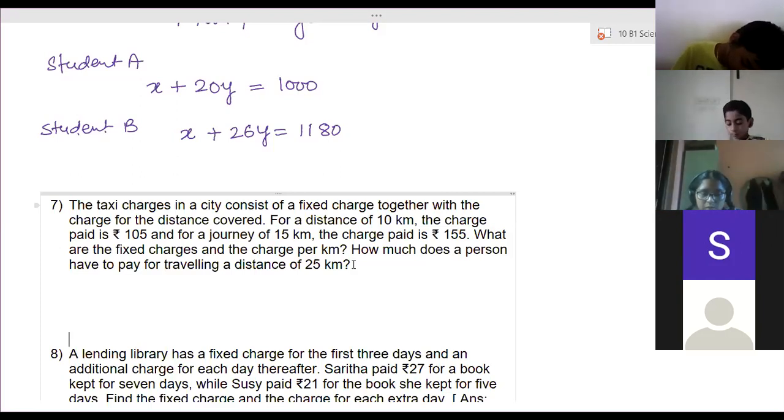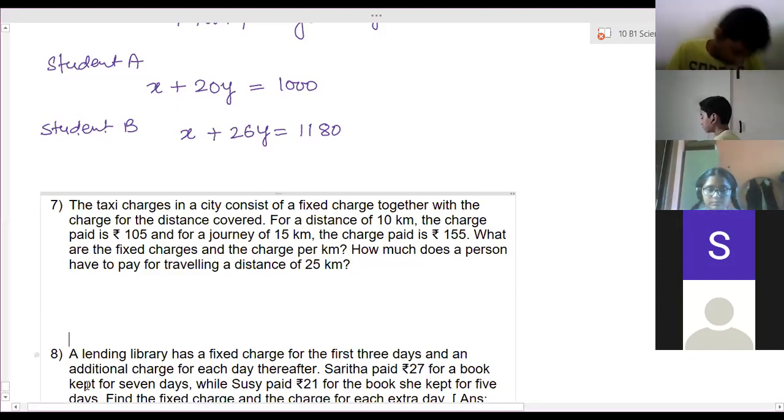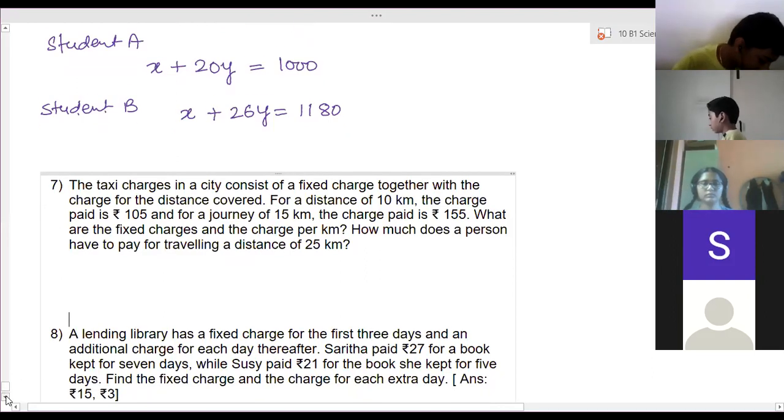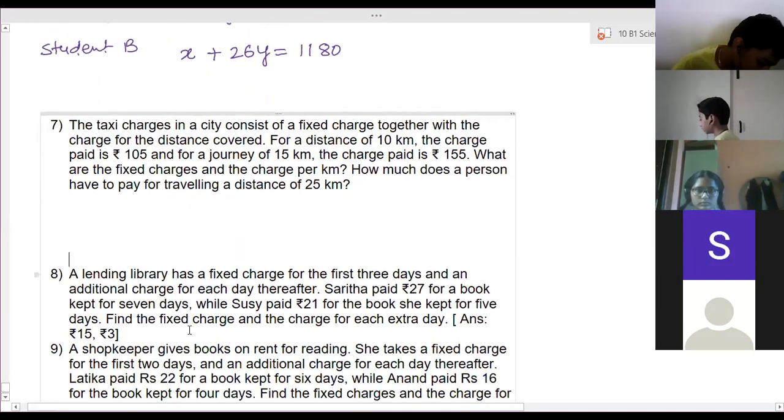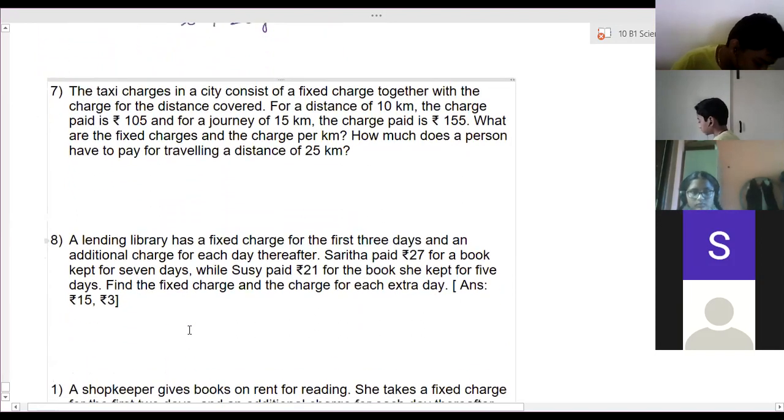Ma'am, after 7, should we do the 8th one? Yes, the eighth one, with a slight difference. So here, in the 8th question, a lending library has a fixed charge for the first 3 days. After that, for whatever number of days the person keeps the book, he has to pay an additional charge per day.